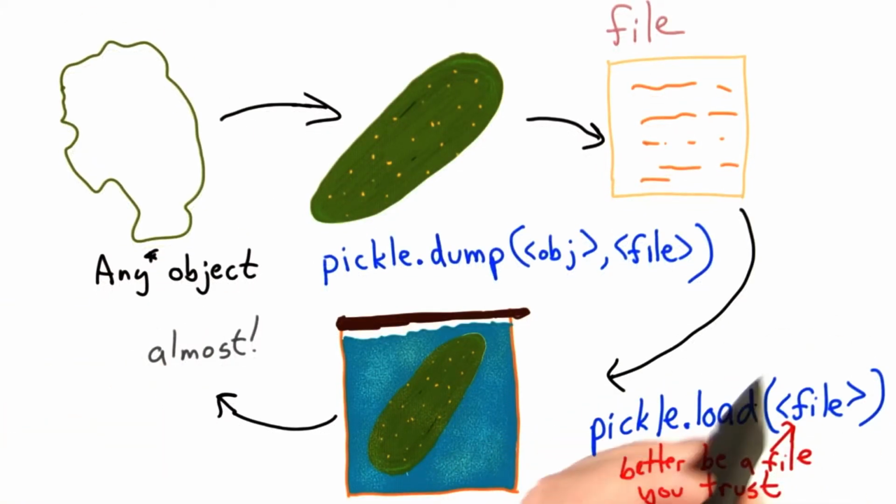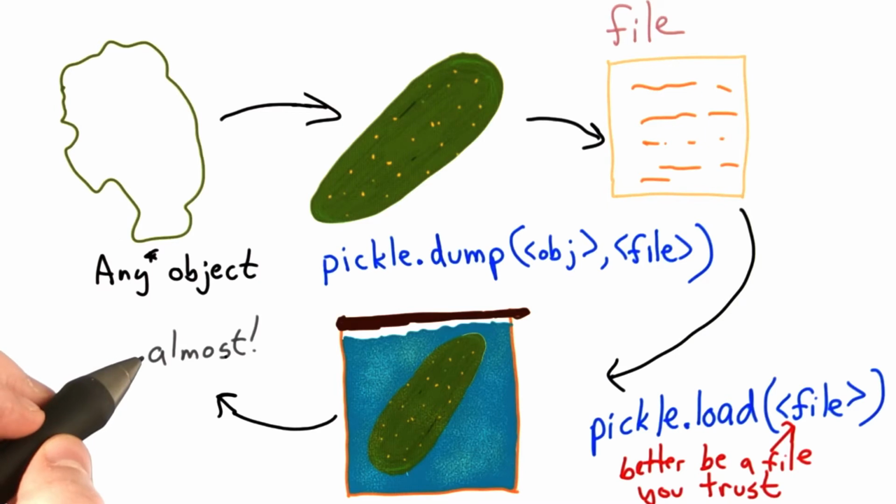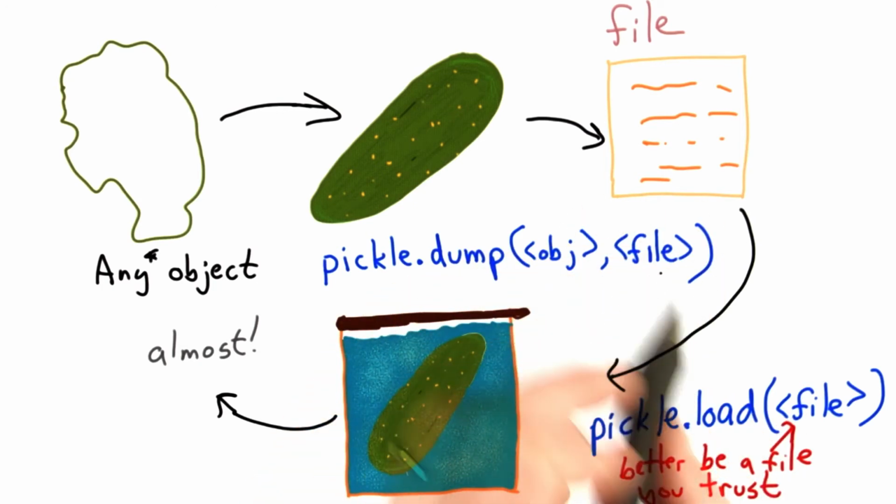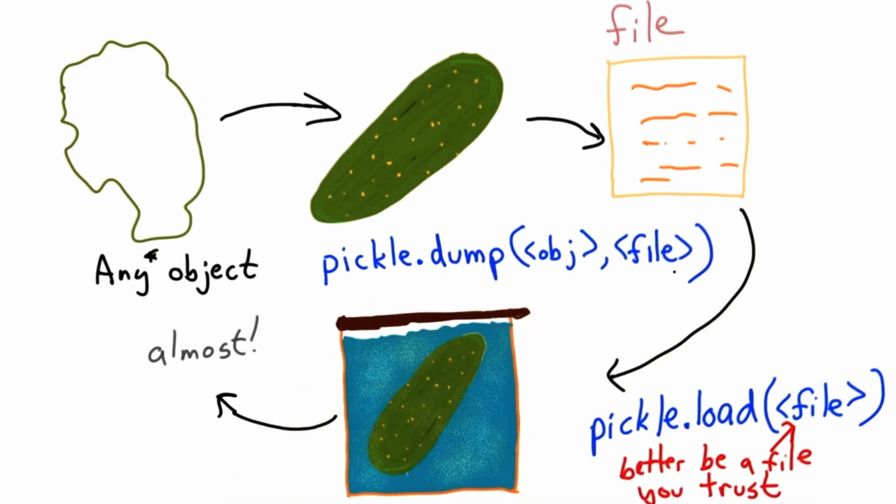If this file was created by someone you don't trust, well, they could create a file so when you unpickle it, you get an object back that does things you don't like. It could potentially run any arbitrary code. So only use this with files you trust. In this case, we're going to create the file ourselves and hope that no one else modifies it and use it in our search engine.